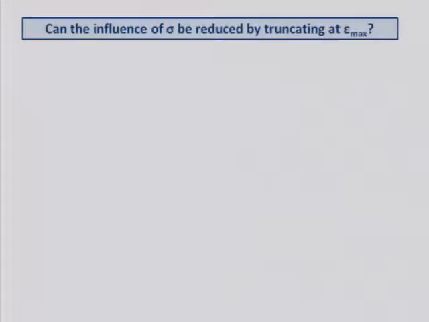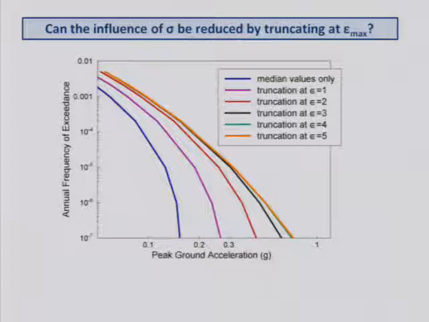So seeing that, since we have to include sigma, and large sigma values have a big impact on hazard, the next logical question would be, well, can we reduce the impact of sigma? Can we just cut it? If we truncate the sigma, which basically means when I do those calculations, if I ever need a sigma value which is an epsilon value above my truncation level, I simply ignore that scenario and don't include it.